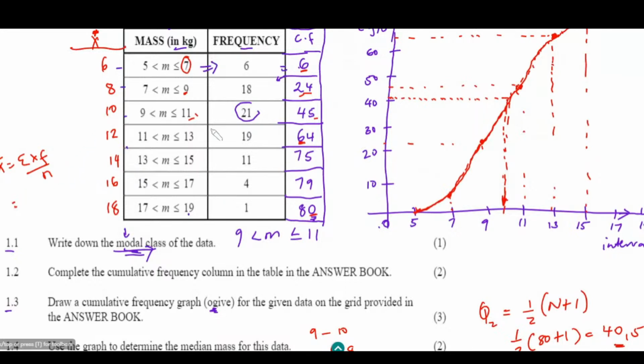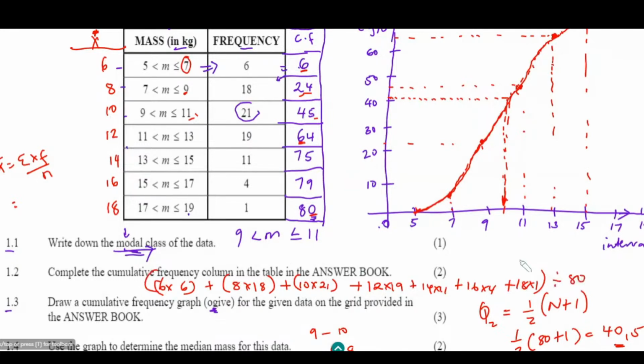Okay, so that would be more or less like 6 times 6 plus 8 times 18 plus 10 times 21 plus 12 times 19 plus 14 times 11 plus 16 times 4 plus 18 times 1. I get this, and then I'll divide it by my 80. Let me just punch that into the calculator first.